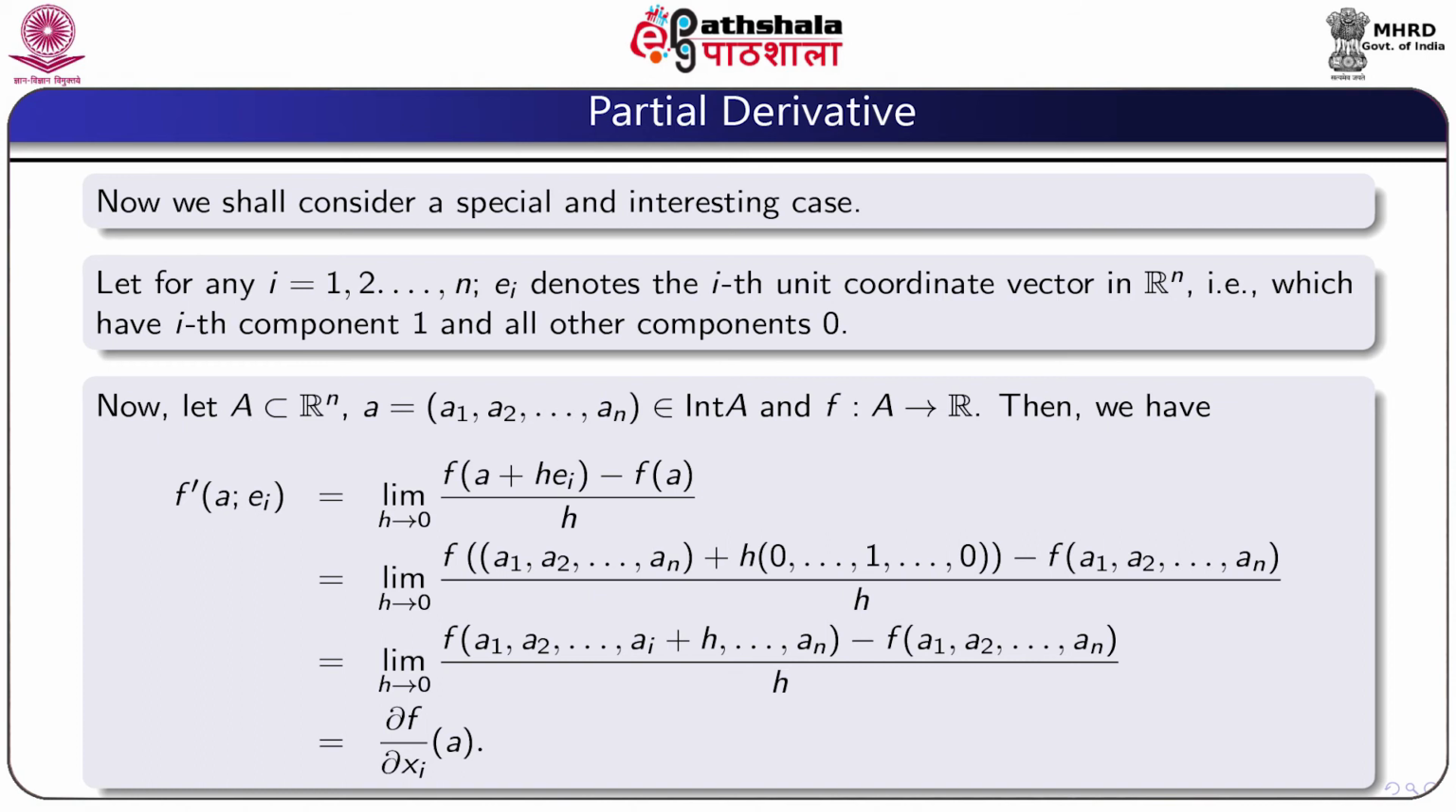Now, what is A plus h e_i? It is (A1, A2, up to An) plus h times the vector which has ith component 1, all other components 0. So, the ratio happens to be f at the point (A1, A2, up to An), where the ith component changes to Ai plus h, all others remain unaltered, minus f of (A1, A2, up to An), and the entire quantity divided by h. We consider its limit as h tends to 0, but we know this is nothing but del f del xi at the point A.